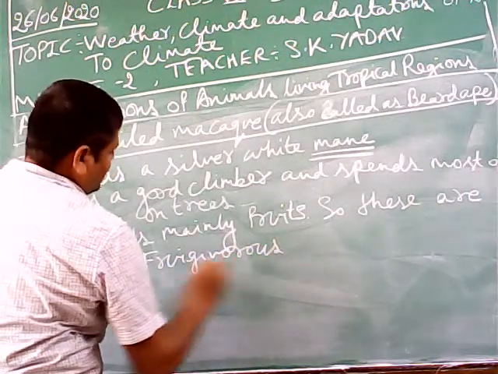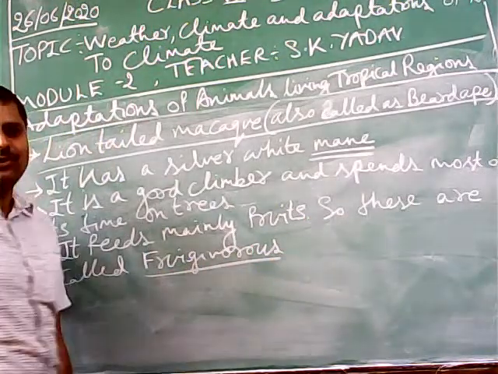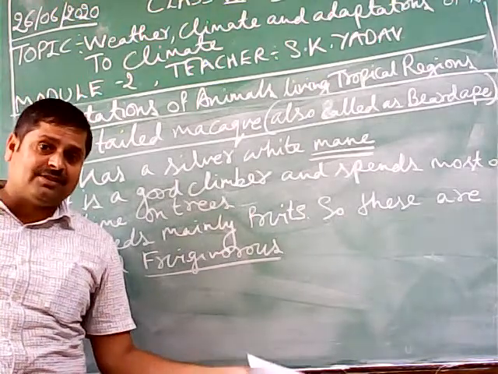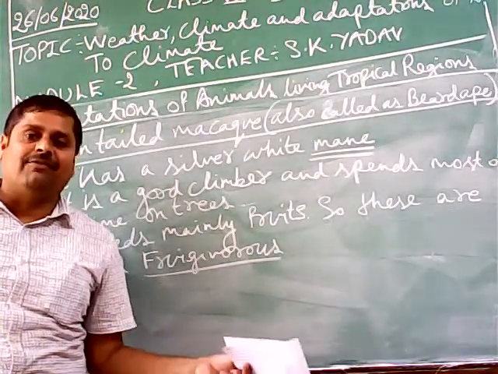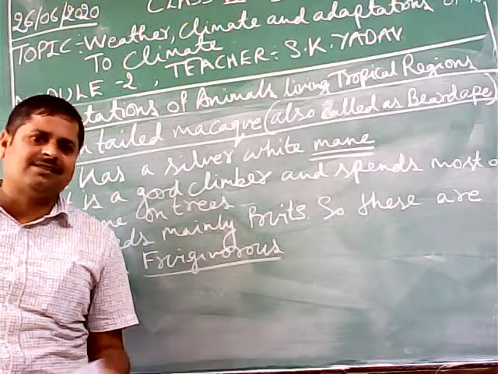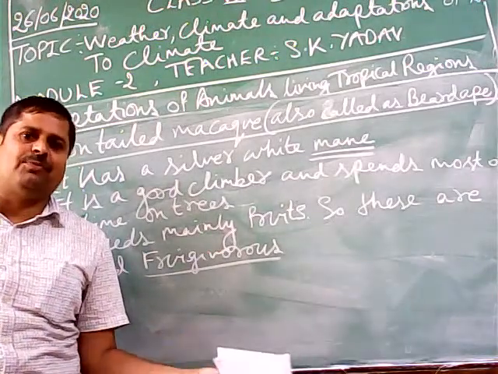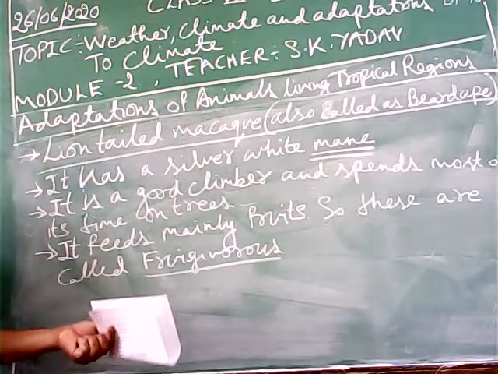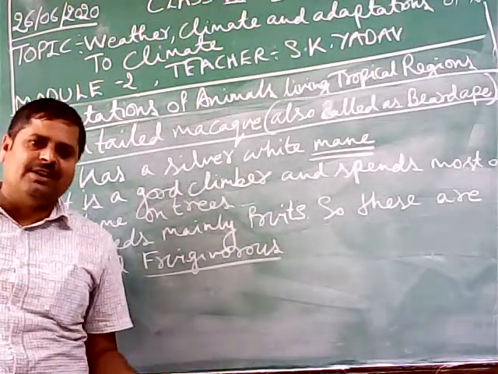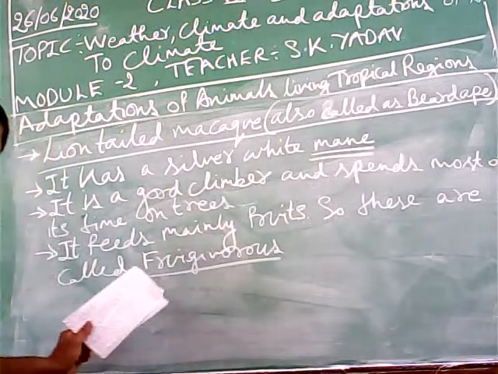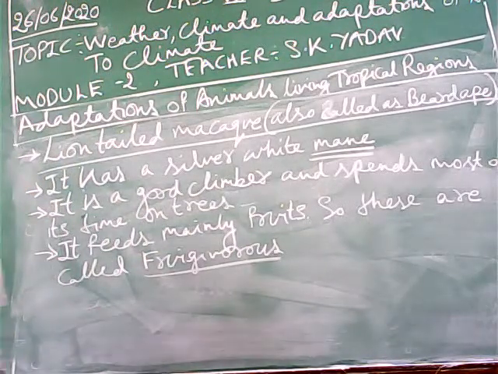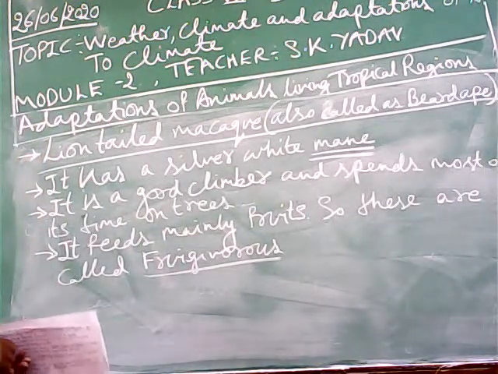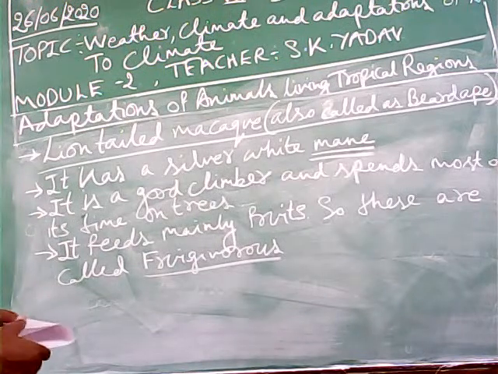Likewise, you might have seen in the lower classes that animals which feed on the flesh of other animals are known as carnivores. Animals which feed upon plants and their products are known as herbivores. Those which feed on both are known as omnivores. Similarly, animals which feed exclusively on fruits are known as frugivores. So the lion-tailed macaque is one such animal.